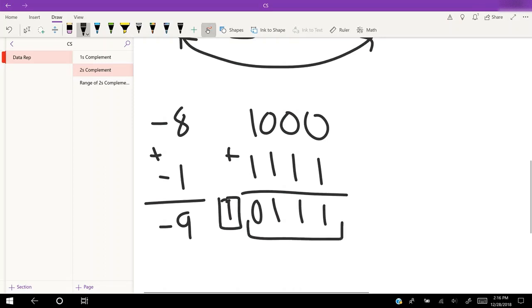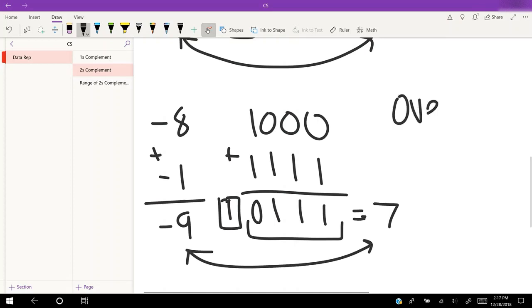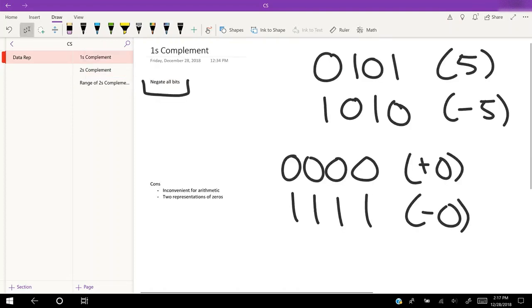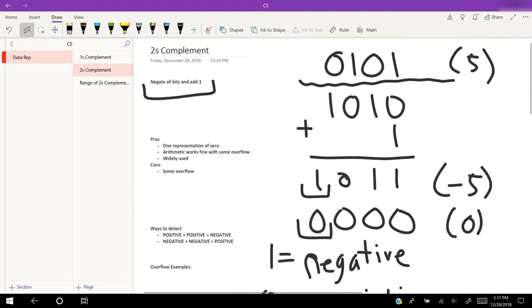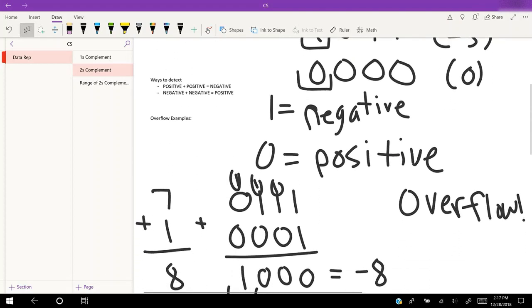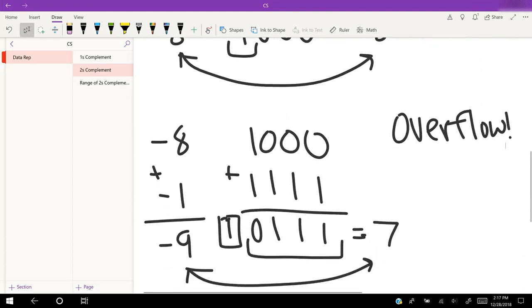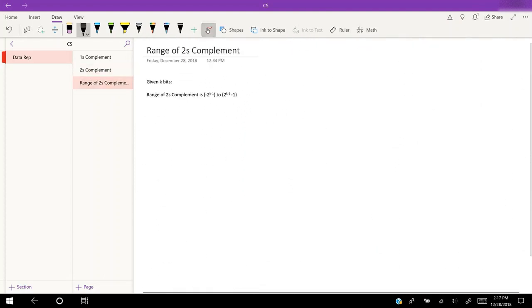So our first bit is positive. Right off the bat, you can see that it's already wrong. Let's just write it out. This is 7 in 2's complement. And obviously these two numbers are not the same, so we have another overflow. So far you should understand how to convert into 1's complement, why it's bad to do 1's complement, and the pros and cons of 2's complement. The only con of 2's complement is the overflow, and how to detect that you should now know. And finally, we're going to go over the range of 2's complement, which is pretty important.